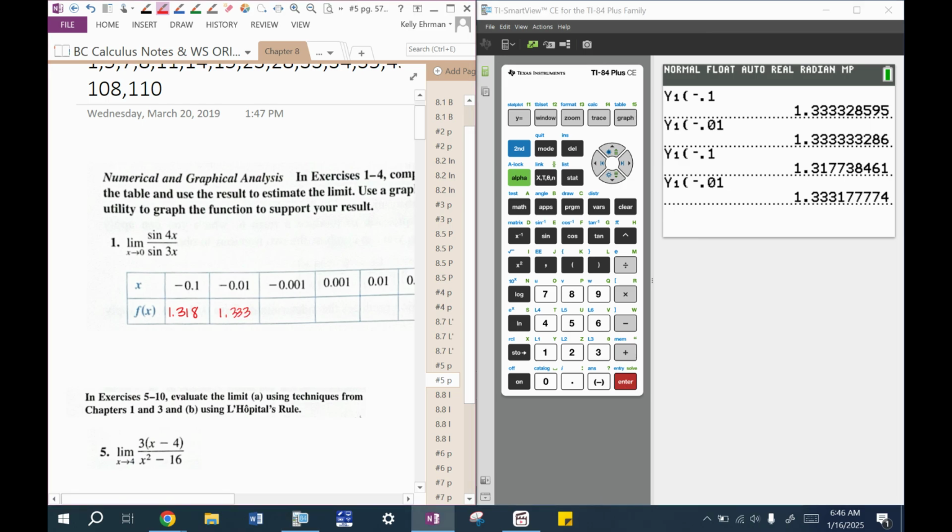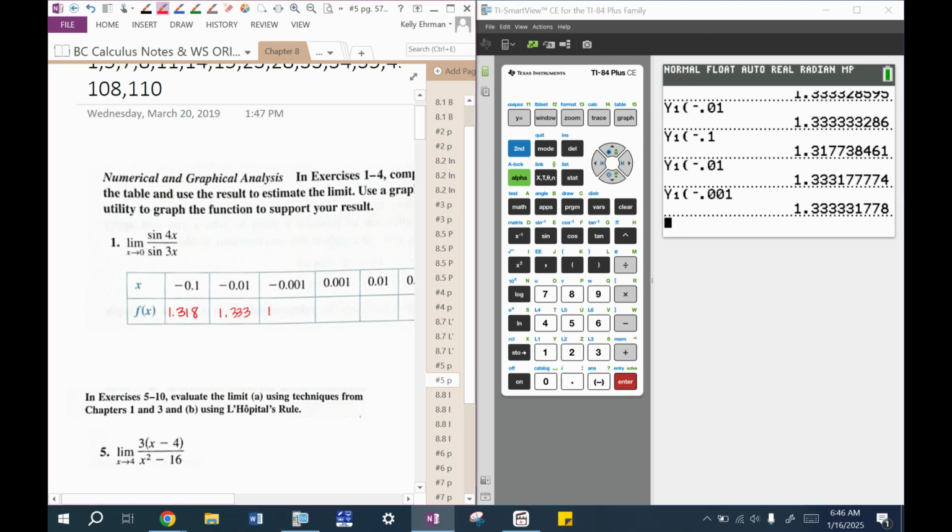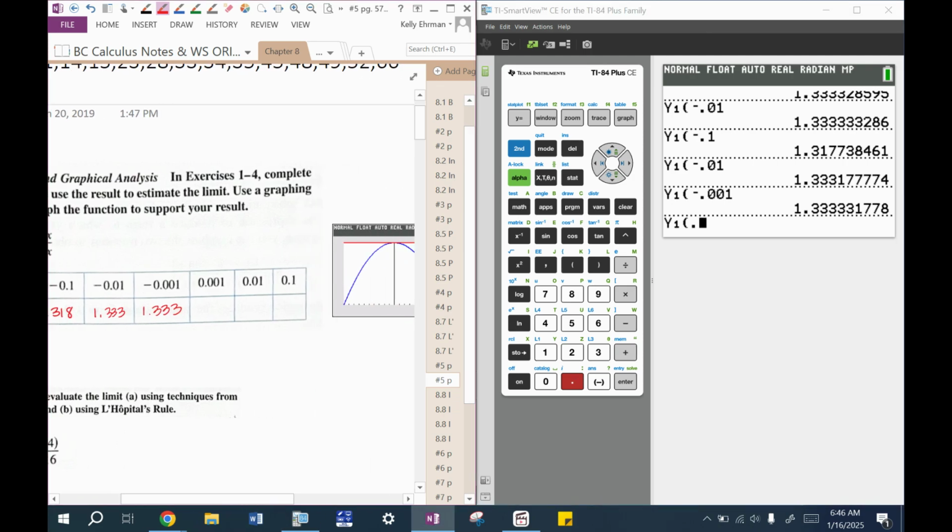So anyway, now to 3 places, I'm back here. Negative 0.001, 1.333. And if we do this on the other side, I'm going to delete and start at the end, because it doesn't make sense to start when you're really close and go further out. So what if we plug in 0.1?